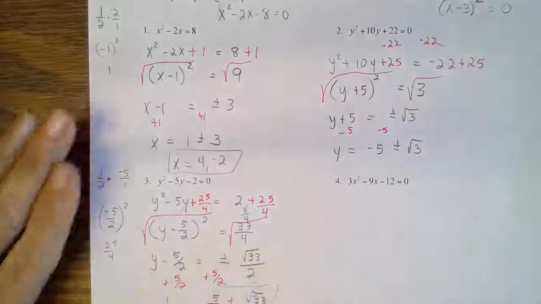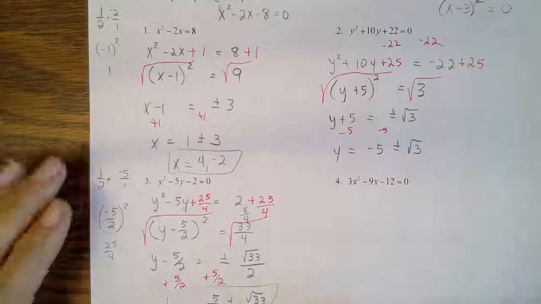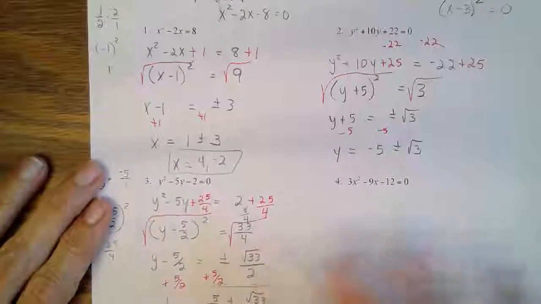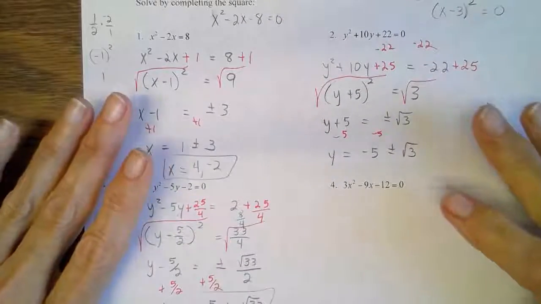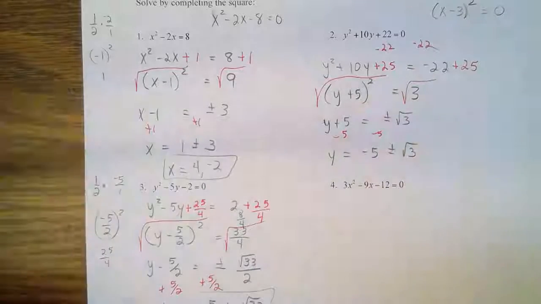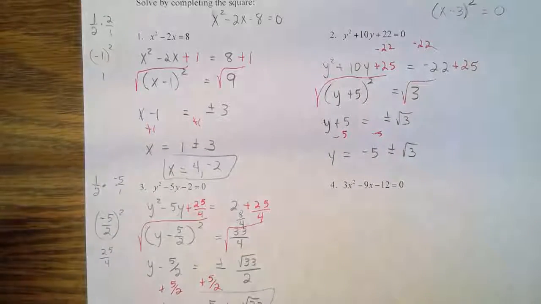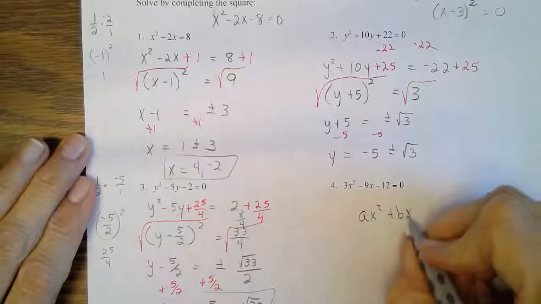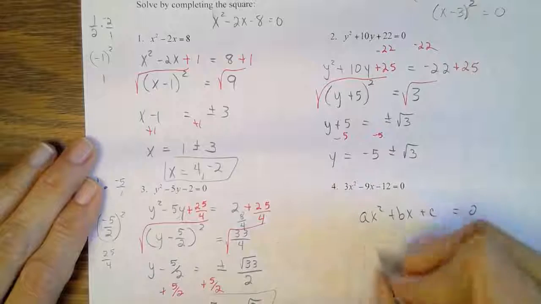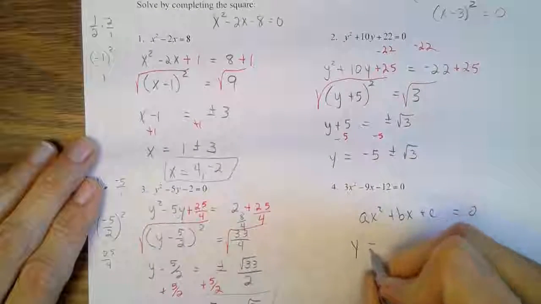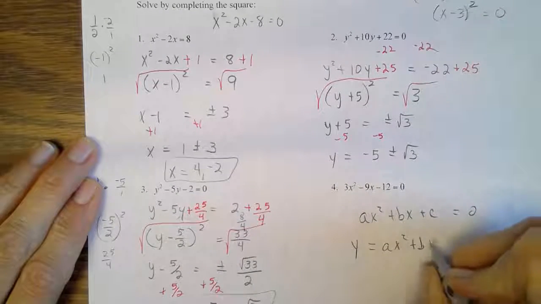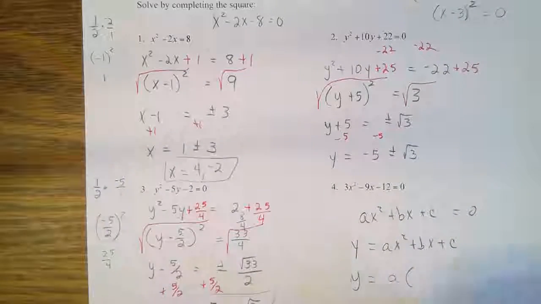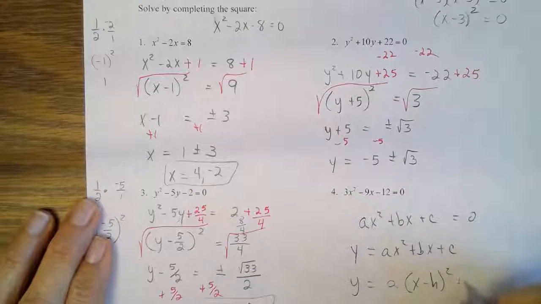A couple more problems on this page, but to keep it simple, keep it short, this is a demonstration of how you would complete the square. In college algebra, what you're going to be doing is making sure that you're going from ax squared plus bx plus c equals 0, or y equals ax squared plus bx plus c, and you want to turn this into y equals a times x minus h squared plus k. It's the same process, it's just that this is the format you want to put it in.